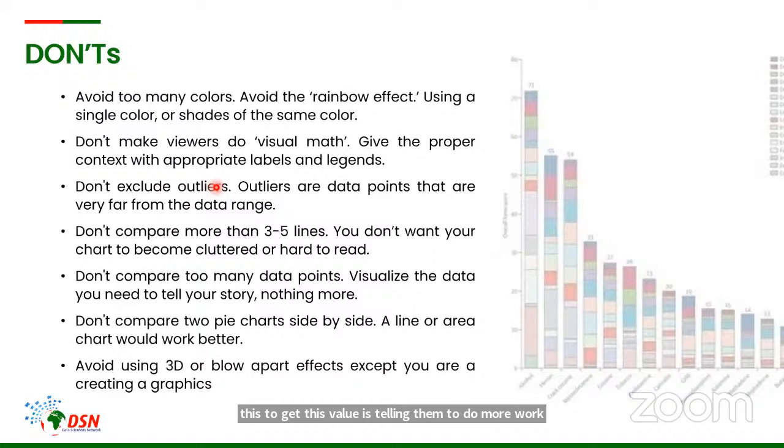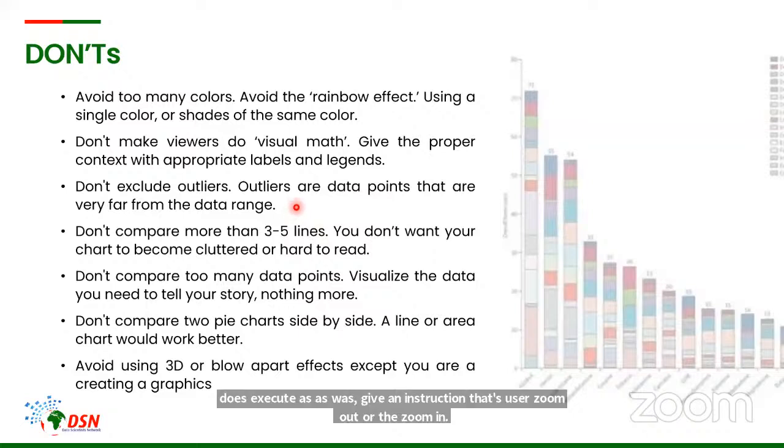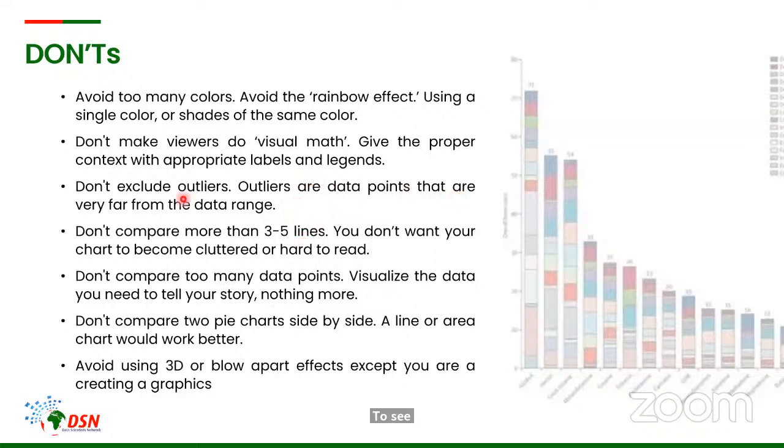Don't exclude outliers. Most of the time, people feel like this particular data point is making my chart too big or too small, then they delete it. Don't exclude outliers. At worst, give an instruction that users zoom out or zoom in to see the particular data you want them to see. Outliers are data points that are very far from your data range. They have their own message they are passing, so don't exclude them in your visualization.